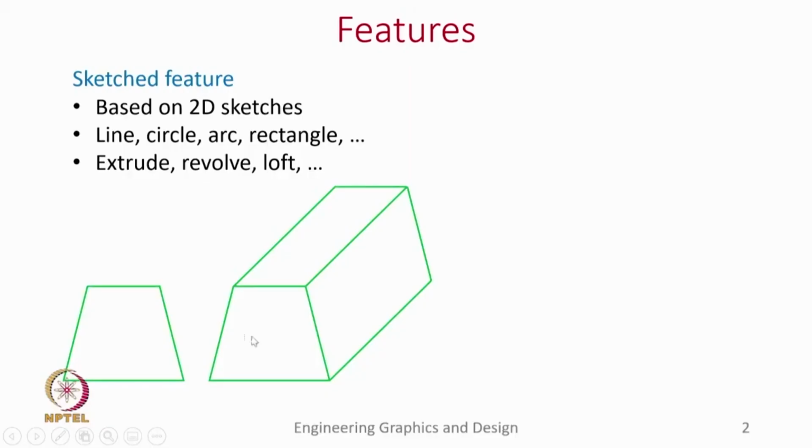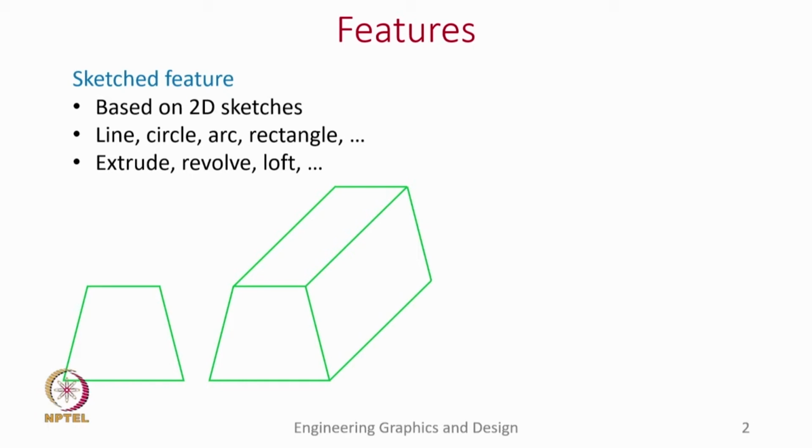Then we can use that profile to create a feature such as extrude. The example we show here is an extrude, where we create a 2D sketch and say the cross section is constant. So, extrude will develop a solid with the same cross section for a specified depth. There are other features which we can also create using sketched features, such as revolve and loft, and we will be discussing a few more in later lectures.